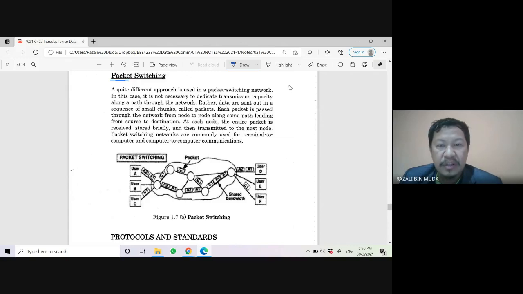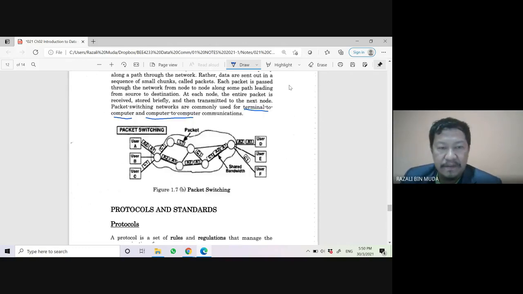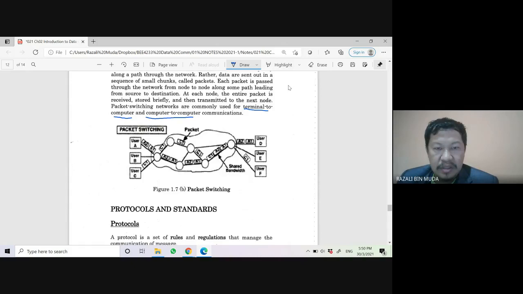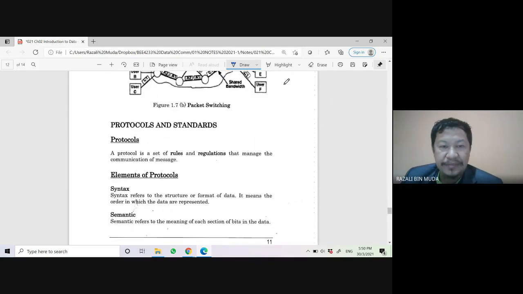At each node, the entire packet is received, stored briefly, and then transmitted to the next node. Packet switching networks are commonly used for terminal to computer and computer to computer communication. So we have terminal to computer and computer to computer communication that are packet switching. Some of the packets go the other way around, not through one link only.